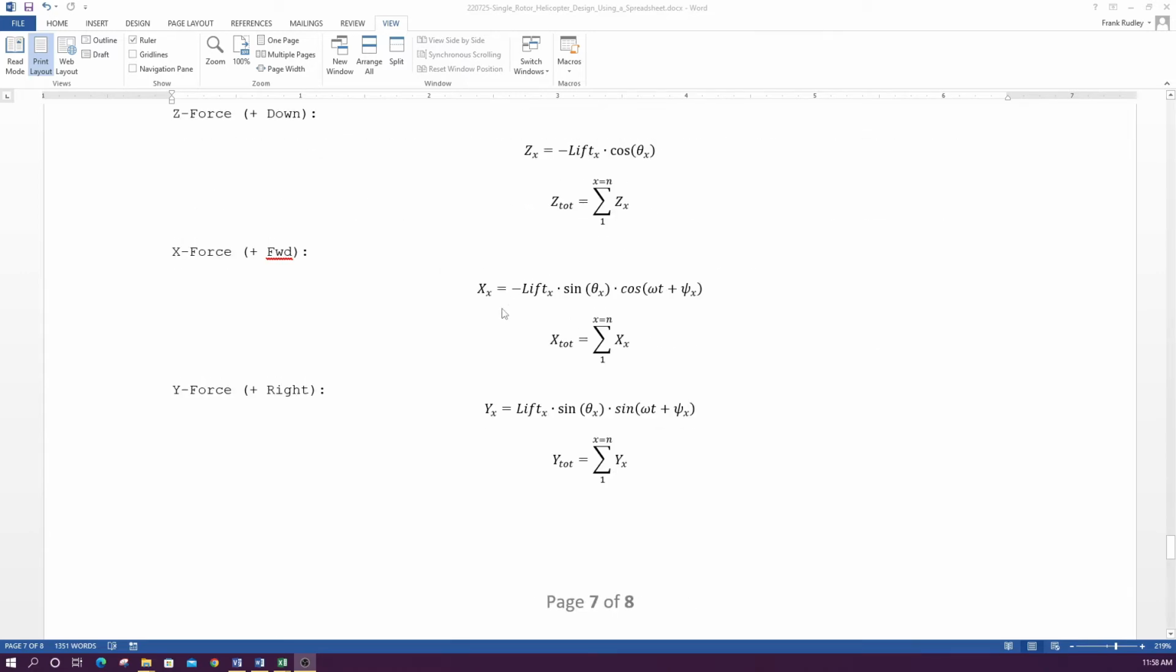And for our X force, it's the lift, minus the lift again, it works out that way, times the sine of the pitch angle of the blade times the cosine of the azimuth. And likewise, our Y force is the lift times the sine of the pitch angle again times the sine of the azimuth angle. So likewise, you have to sum all four X forces for all four blades and all Y forces for all four blades. And we'll take a look at the figure again to reinforce that.